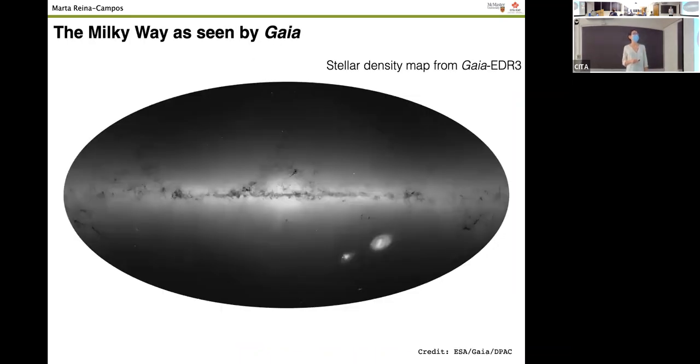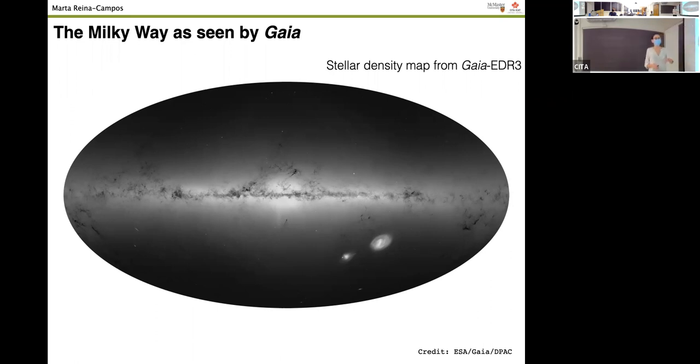If we look at the population of these objects in our own galaxy, this is a very cool image from the Gaia satellite. This figure is representing the stellar density map from the early data release 3 of Gaia. And each pixel in this image corresponds to the number of stars per unit area covered by the pixel. And so brighter pixels correspond to more stars in the galaxy. As you can see, we can very clearly see the feature of the galactic disk with the dust clouds and the small and the large Magellanic clouds.